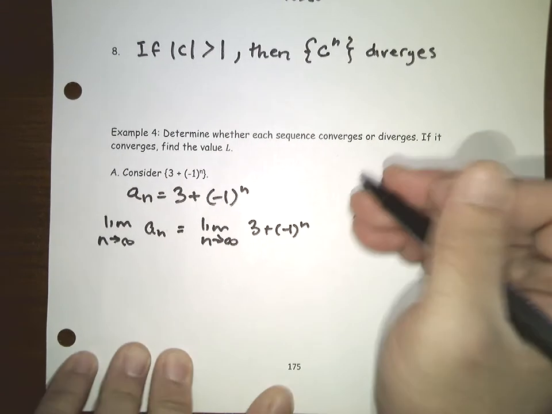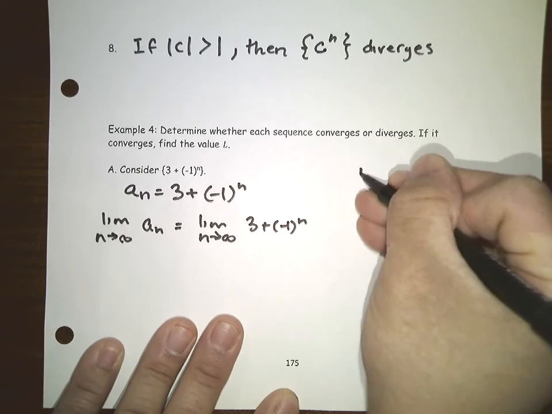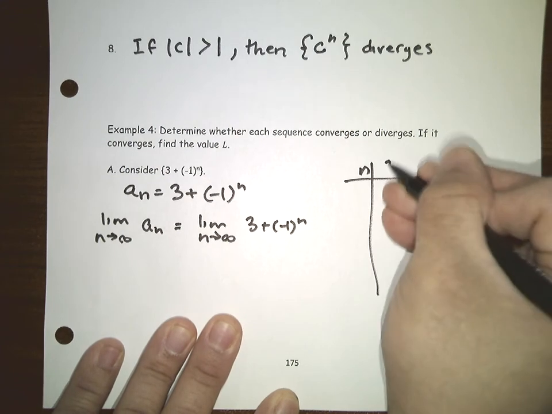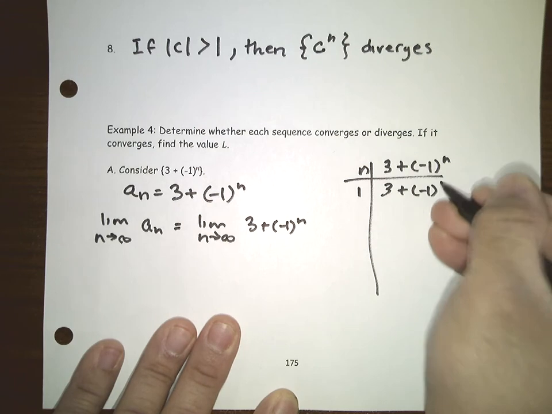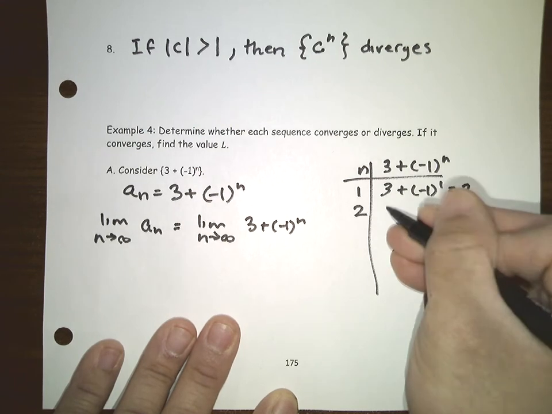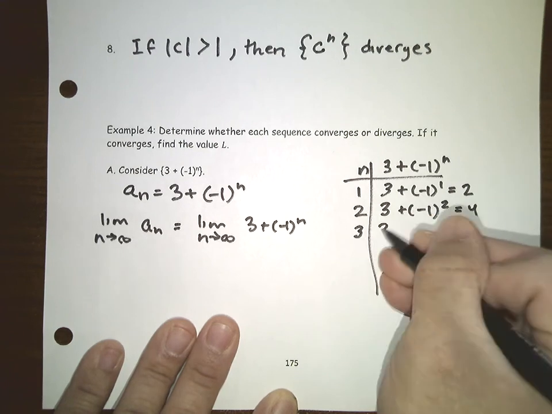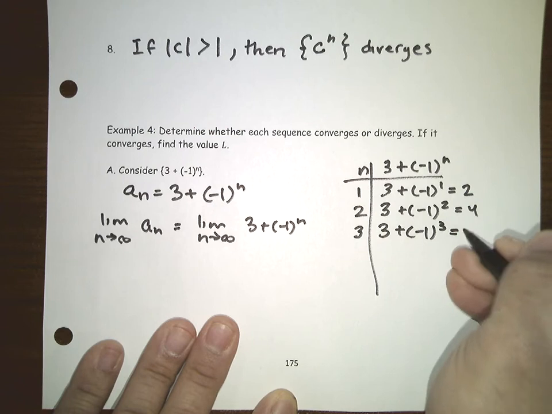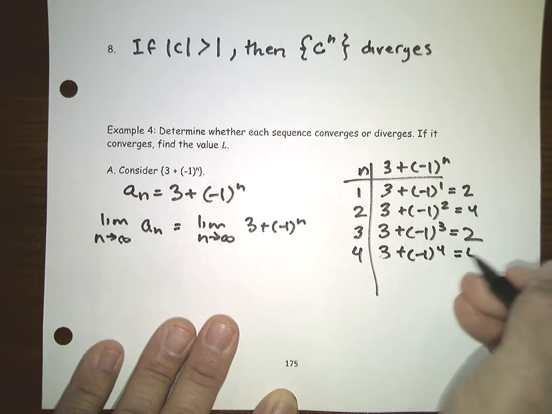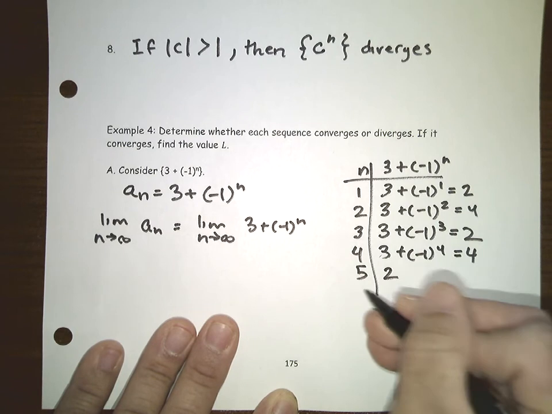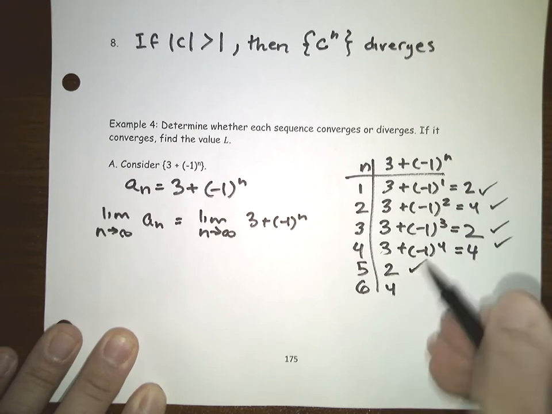All right, so what I'm actually going to do is just list out some terms here. So n and 3 plus negative 1 to the n. We have n is 1, 3 plus negative 1 to the 1, that would be 2. n is 2, 3 plus negative 1 to the 2, that would be 4. 3, that's 2. 4, that would be 4. And 5, you get a 2. 6, you would get a 4. So hopefully you can see the pattern is 2, 4, 2, 4, 2, 4.